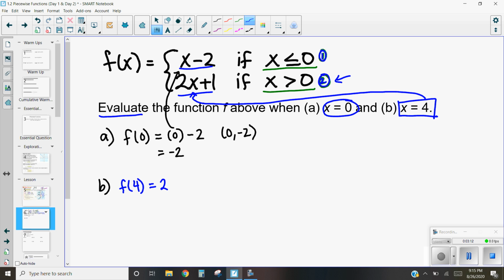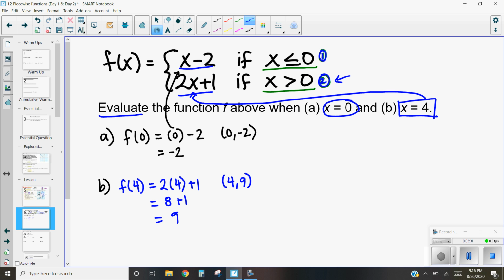So 2 times 4 plus 1. Now I'm going to simplify that. 2 times 4 is 8, plus 1 is 9. So that's telling us that when x equals 4 on this function, y is going to equal 9, or this function is going to include the point 4, 9.